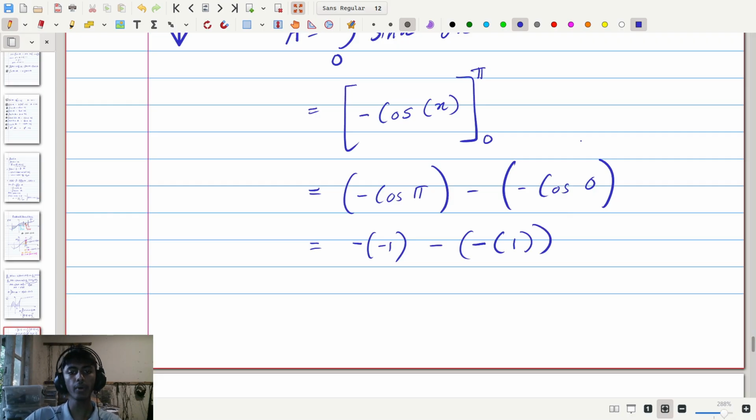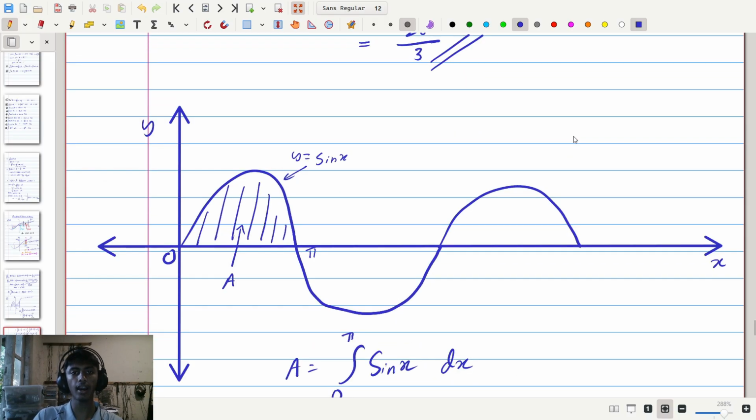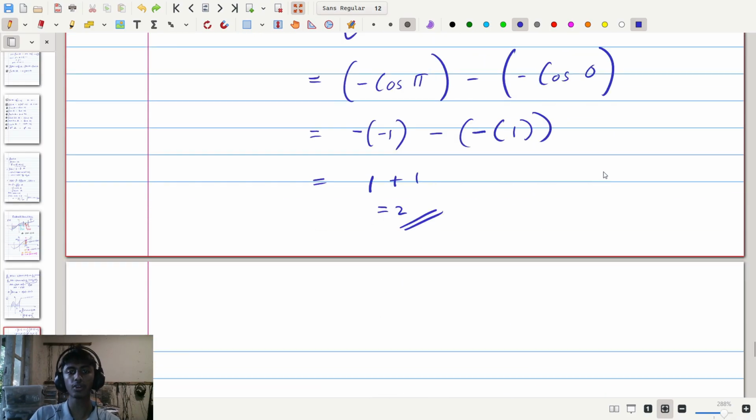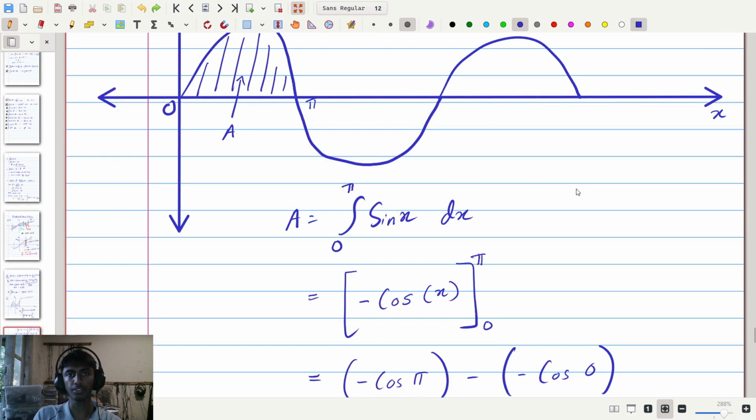Now then, evaluating all of this, we can see the negative 1 is going to be 1, and the negative 1 is also going to be 1. So we have 1 plus 1, which is 2. Therefore, the area under this function from here to here, basically the area of this kind of camel's hump shaped curve of sine x, is equal to 2. Hence, we have our answer.